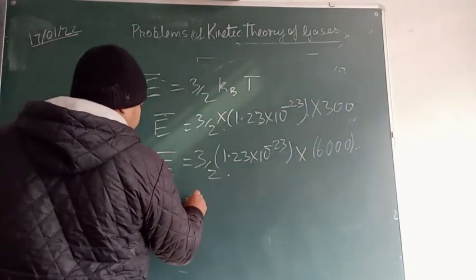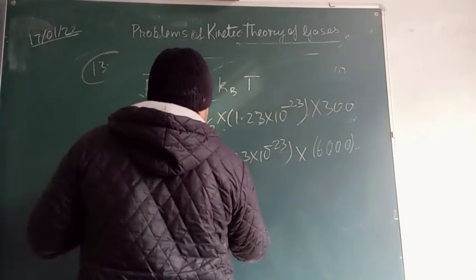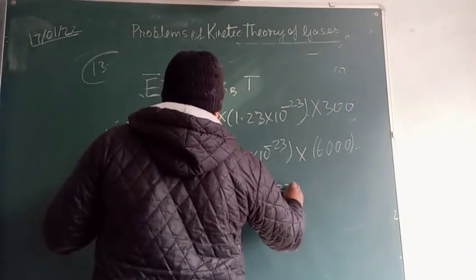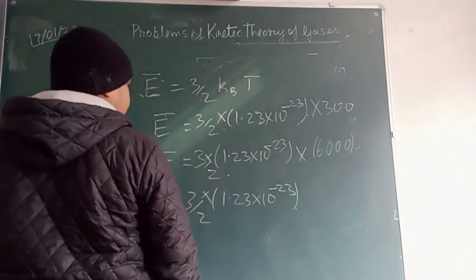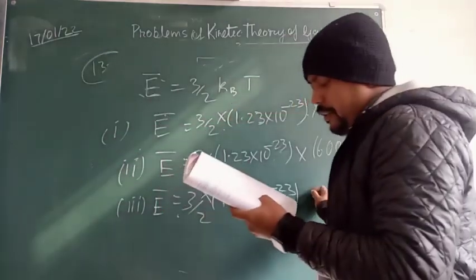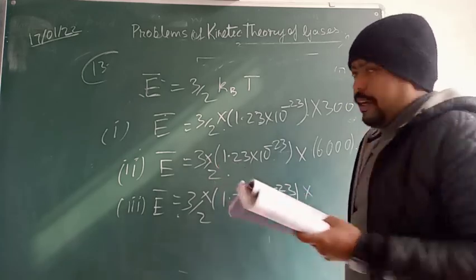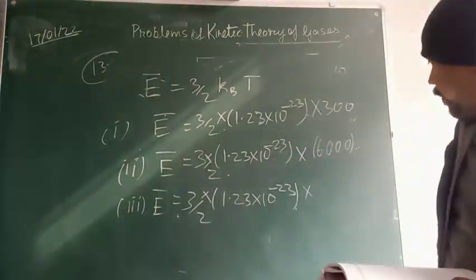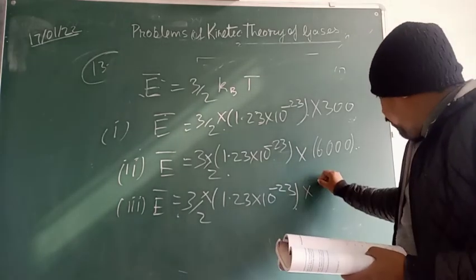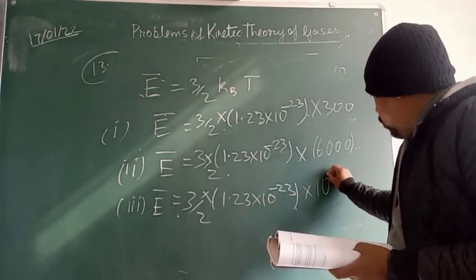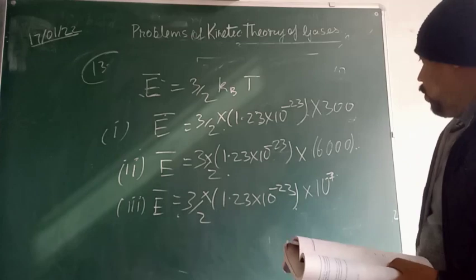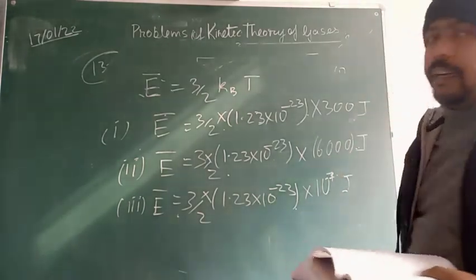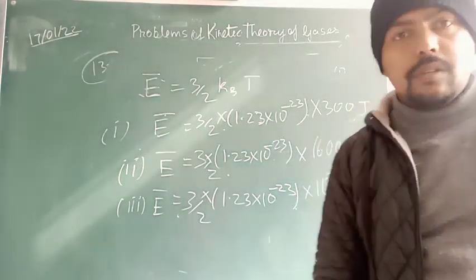And similarly for the third, it is very easy. E bar is 3 upon 2 into 1.38 into 10 to the power minus 23 again, multiplied with 10 million Kelvin, so 10 to the power of 7. Whatever you get will be the value in joules for energy at different temperatures. Okay, thank you.